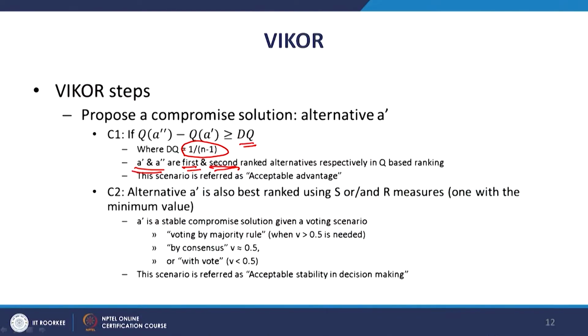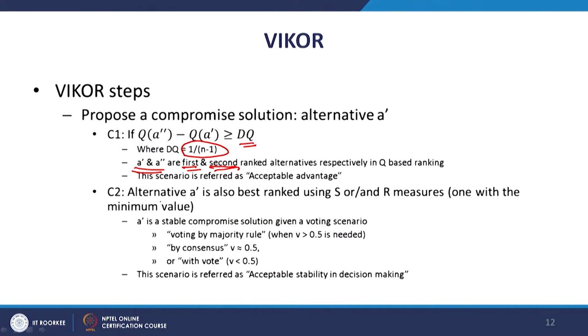C1 is about whether Q of A double dash minus Q of A dash should be greater than or equal to DQ. As we talked about in the previous lecture, A double dash is the second ranked alternative and A dash is the first ranked alternative. So, the difference between the Q values of these two alternatives should be greater than this acceptable value. This scenario is referred to as acceptable advantage. If the first ranked alternative has this much advantage in comparison to the second ranked alternative, then we can accept this.